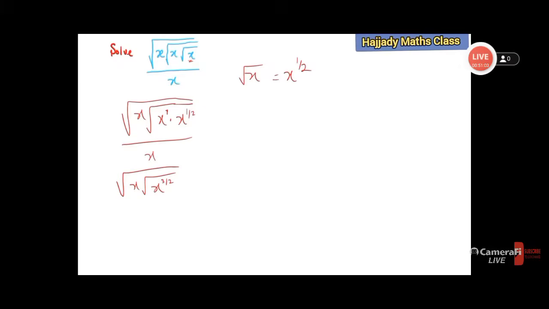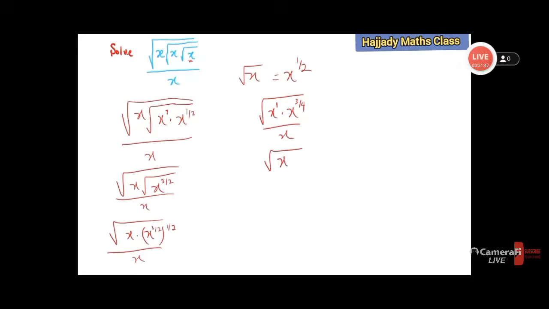So the same law will be applied to this. So we are having square root of x multiplied by s raised to power 3 over 2 raised to power half, all over x. So from here, I'm going to have square root of x multiplied by s raised to power 3 over 4, all over x. So this is also the same thing as saying s raised to power 1 times s raised to power 3 over 4. So here I'm going to have s raised to power 1 plus 3 over 4, is going to give me 7 over 4.